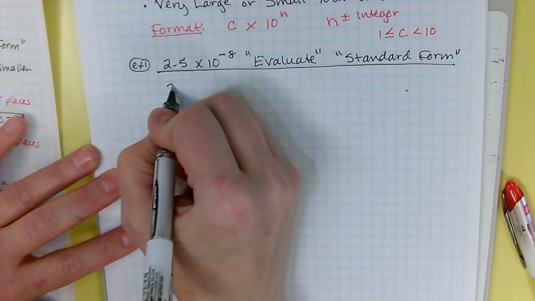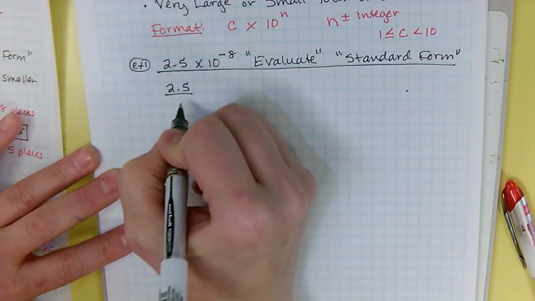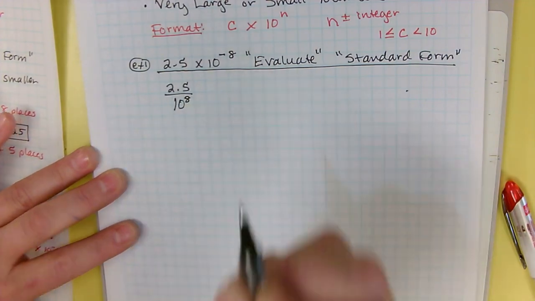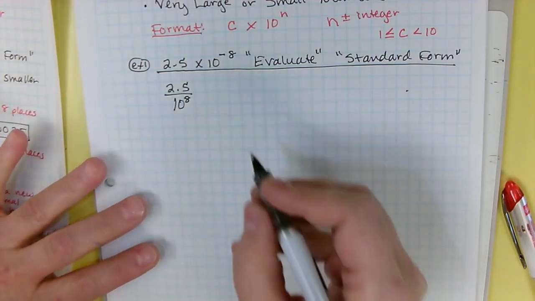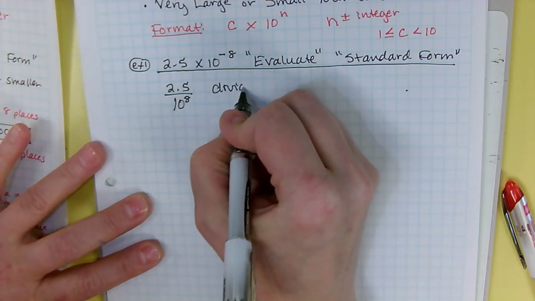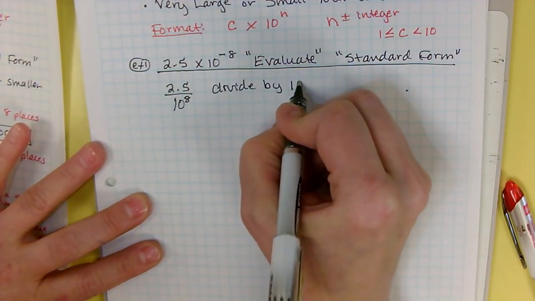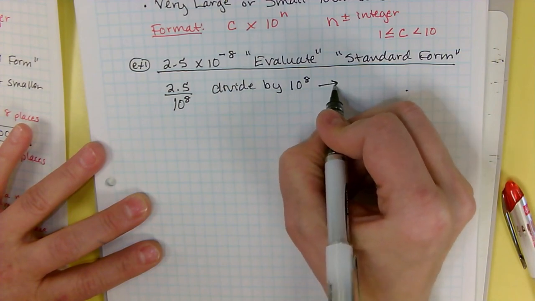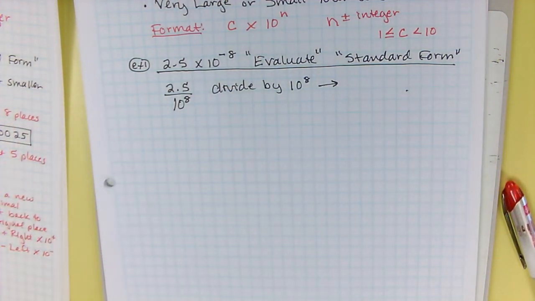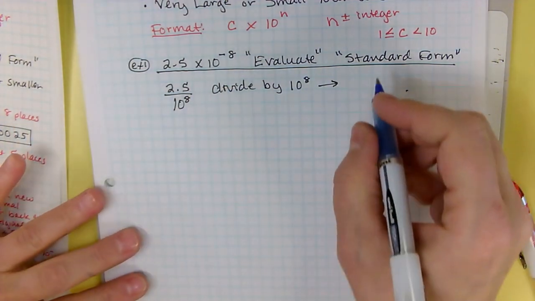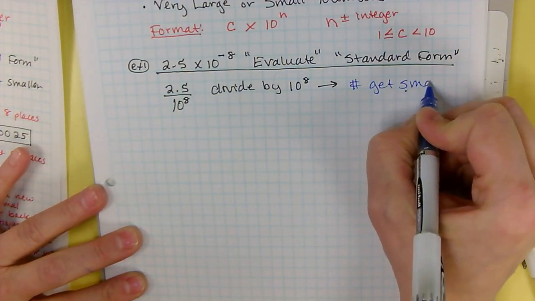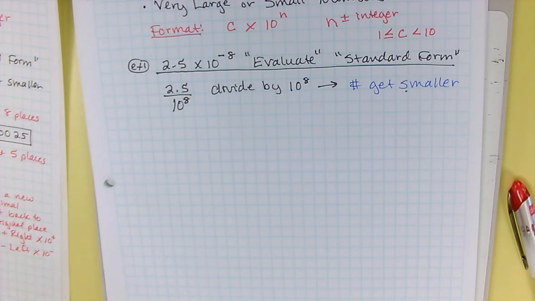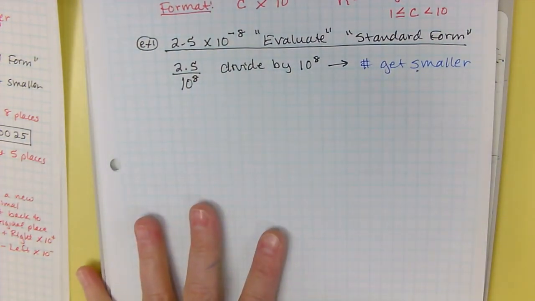Okay, so here's where what we've been learning with exponents crosses over into this. 10 to the -8 means that 2.5 is being divided by 10 to the +8. That's what the negative exponent means. So we're going to divide by 10 to the 8th. And what's important is that you recognize that when you divide by 10 to the 8th, your number should get smaller.